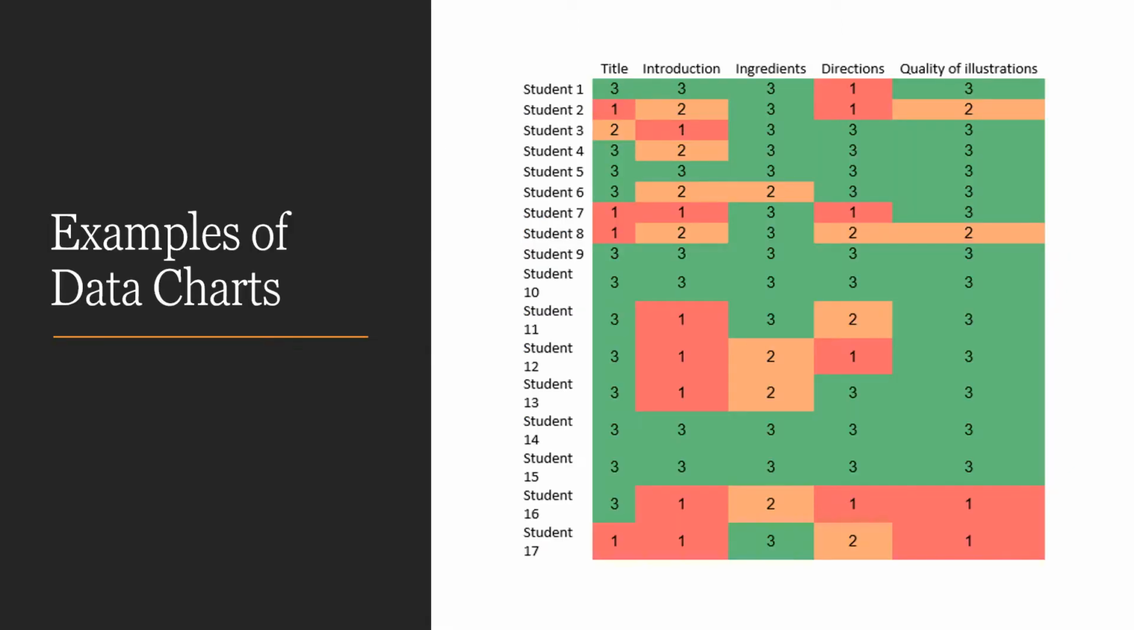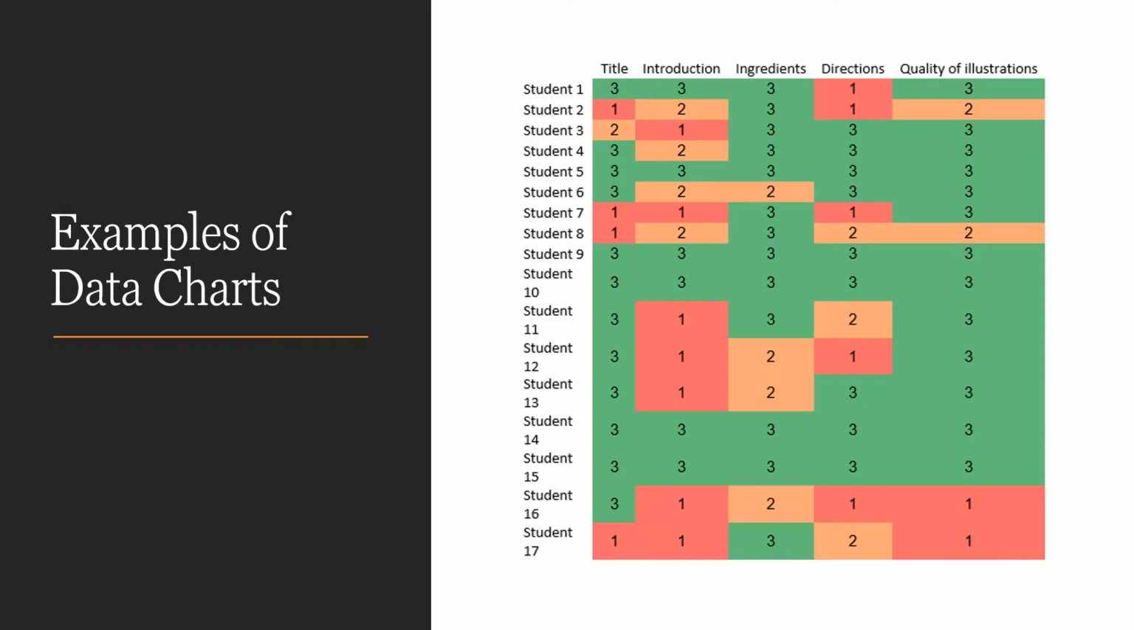Here's another example. In this lesson, the students were creating a recipe book, and they needed to have a title, an introduction, the ingredients, the directions, and then the quality of the illustrations. They needed to match the recipe. So they were scored 1, 2, or 3 based on how they did, and that's the data chart.